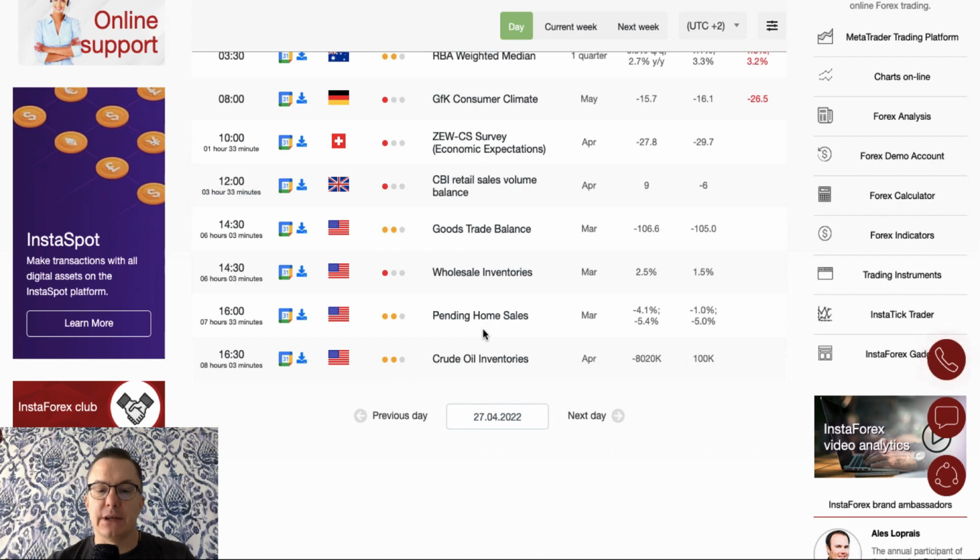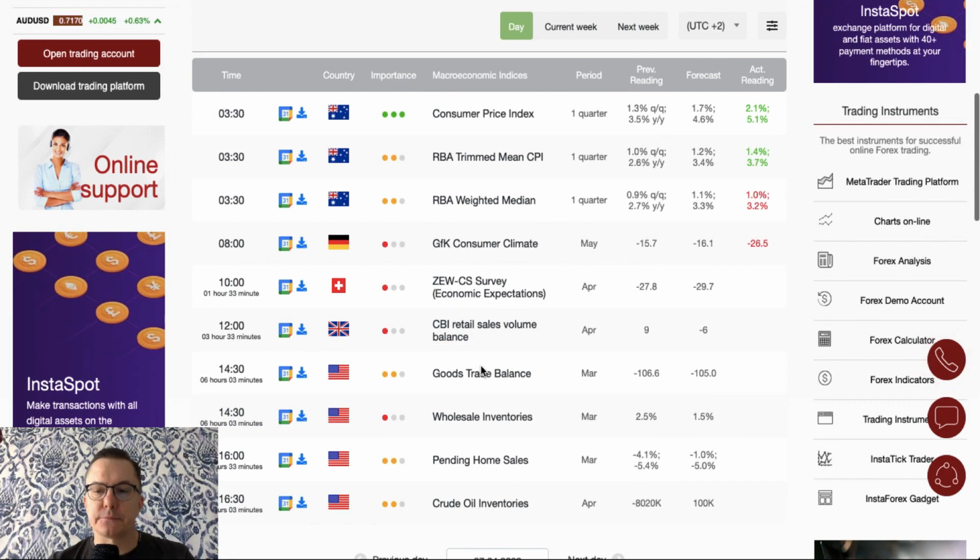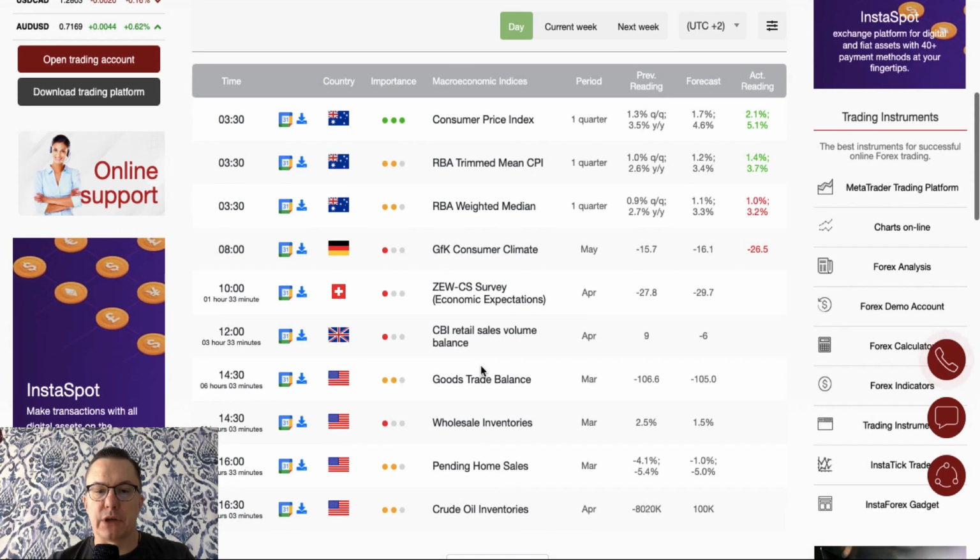At the end of the day, we got the crude oil inventories for all of you crude oil traders. So not really a day with plenty of important data releases. However, let's take a look at some of the technical charts. We are going to start with the Australian dollar.